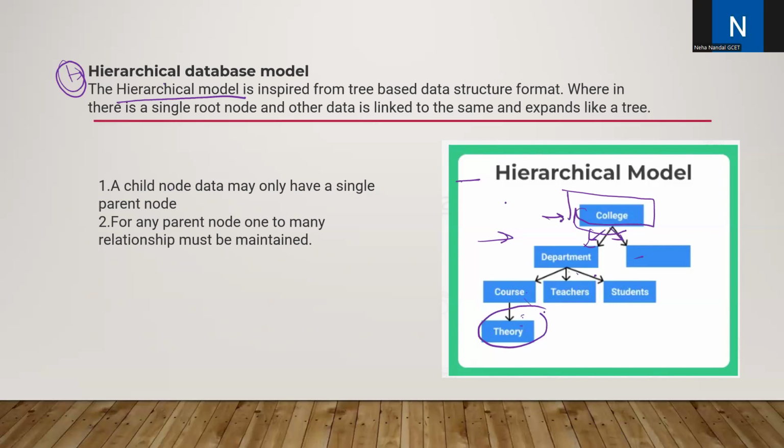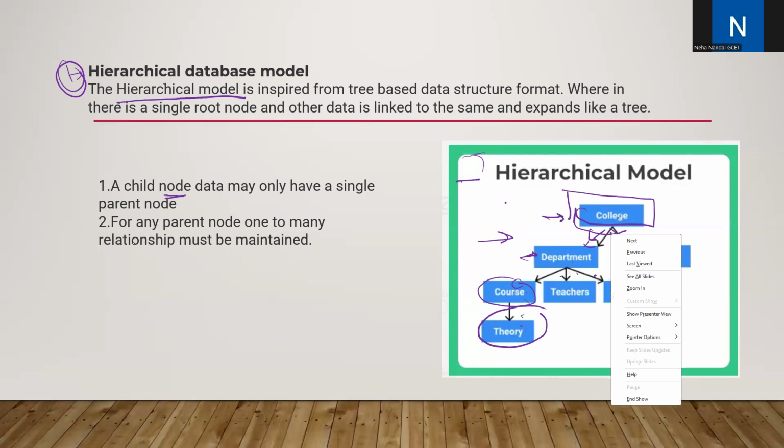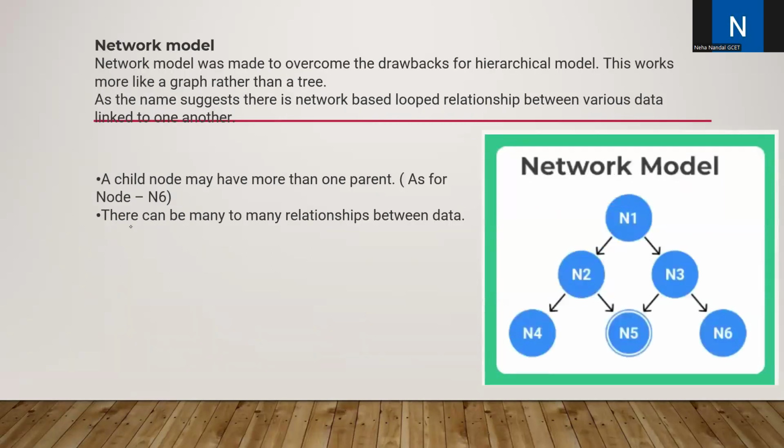So a child node may have a child node. This child node may have only a single parent node. This is your parent department. So this child node can have only one parent. And for any parent node, a one to many relationship must be maintained. That means one parent can have many children, but one child will have only one parent. That kind of relationship should come. Very similar to that, there is another model which is called the network model.